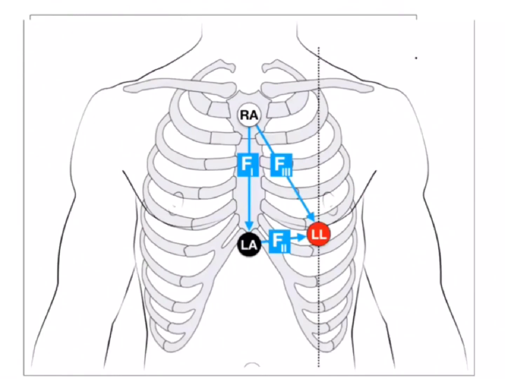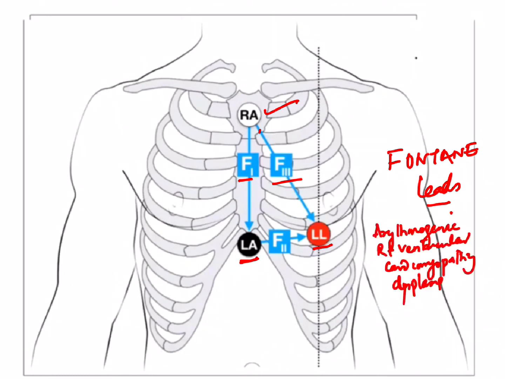This is another special technique of placing the electrodes. This represents the right arm, F1 Fontaine 1, Fontaine 3. This is the placement of the left arm and left leg. This forms a triangle, and we call it the Fontaine leads. Fontaine lead placement is usually done to detect arrhythmogenic right ventricular cardiomyopathy or dysplasia. I will repeat: arrhythmogenic right ventricular cardiomyopathy or dysplasia.